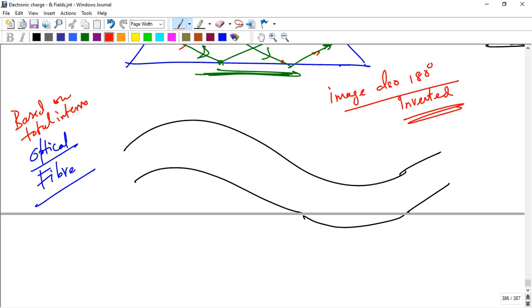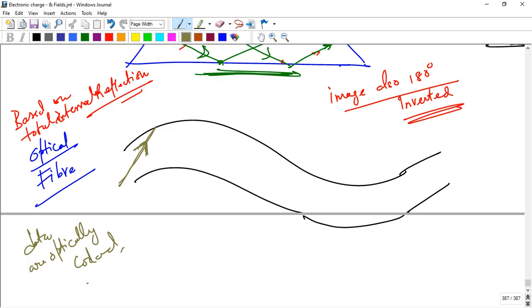total internal reflection. Suppose there is an incident ray. Here the incident ray falls at greater than the critical angle. The data are optically coded. So the incident ray falls at greater than the critical angle, and there is total internal reflection, so it goes back into the same medium, again at greater than the critical angle.